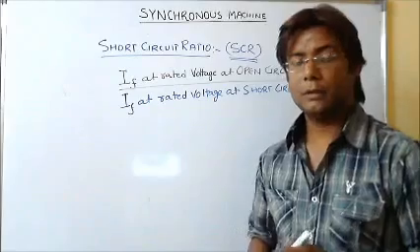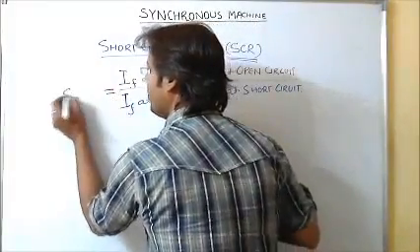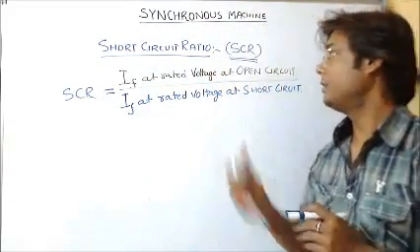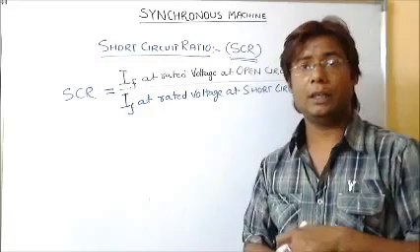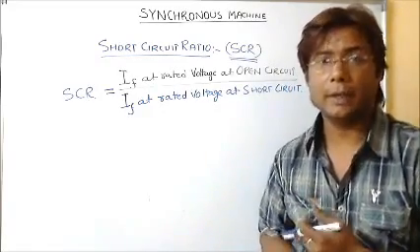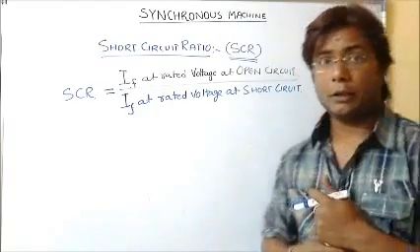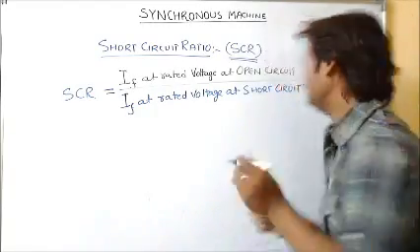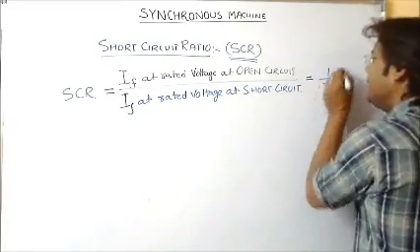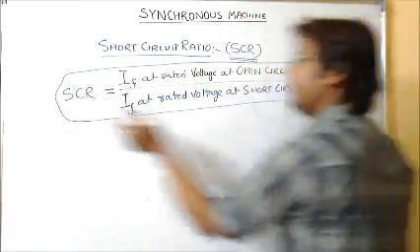This is called the short circuit ratio, SCR. This, the field current at rated voltage at the open circuit to the field current at rated voltage at the short circuit, is also equal to 1 by Xs, which is an important relationship. Please remember this relationship for objective type questions. This is very important.